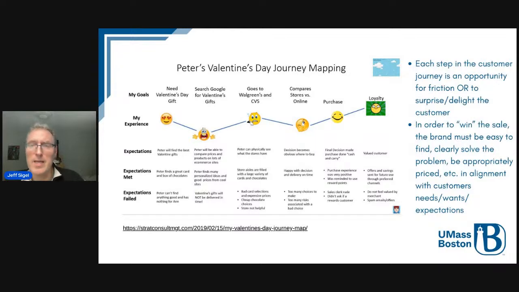And then the last stage is retention and advocacy. Was he happy with this purchase? The expectation is that he feels like a valued customer.